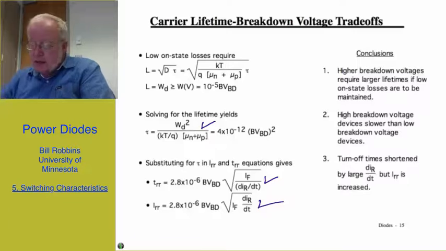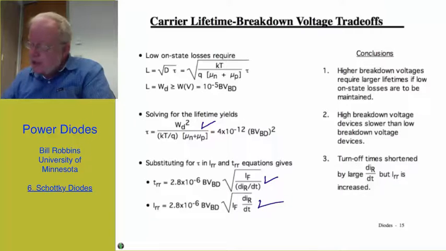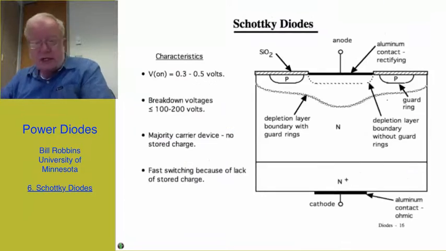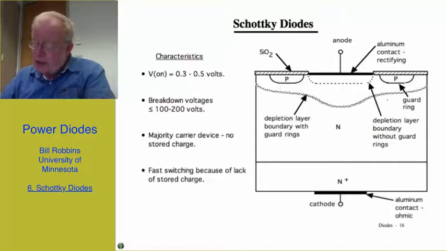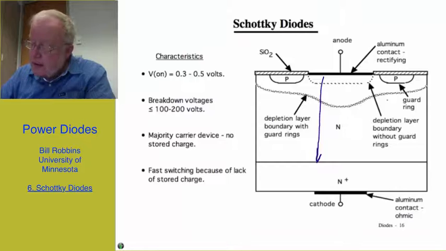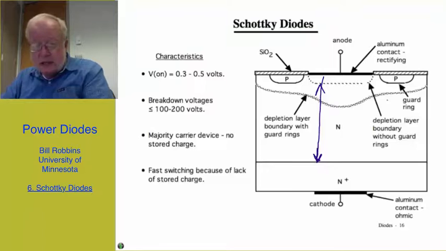Fortunately, for some applications, there's a different kind of diode that we can use, which has some advantages over the p-n junction diode. These are the so-called Schottky diodes. The basic structure for a Schottky diode is a two-layer structure. A moderately doped N region, which functions as a drift region, and the N plus substrate, the drift region being this entire space right here. Its thickness is going to be dictated by breakdown voltage considerations.